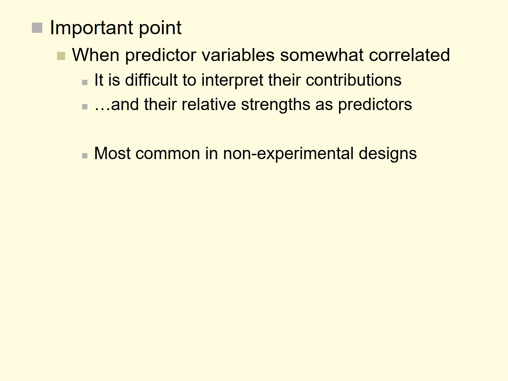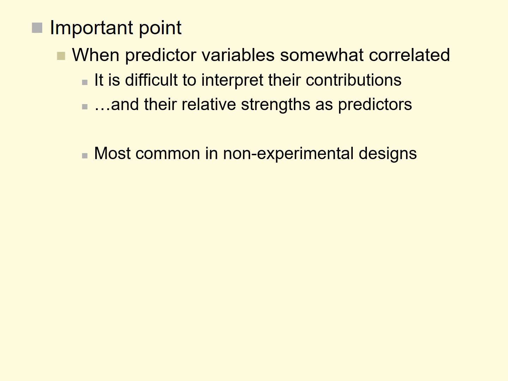When predictor variables are somewhat correlated, and this is maybe a bit more common in non-experimental designs, it can become difficult to interpret their relative contribution to the model. You can still use them. You might have a model that includes 2 or more predictor variables, all of which are modestly correlated with each other, and that can be okay.